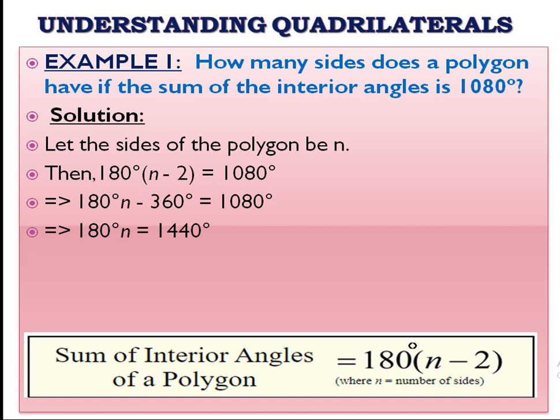This implies 180 degrees into n is equal to 1440 degrees. This implies n is equal to 1440 degrees divided by 180 degrees. This implies n is equal to 8. So the number of sides of the polygon is 8. Okay, student.